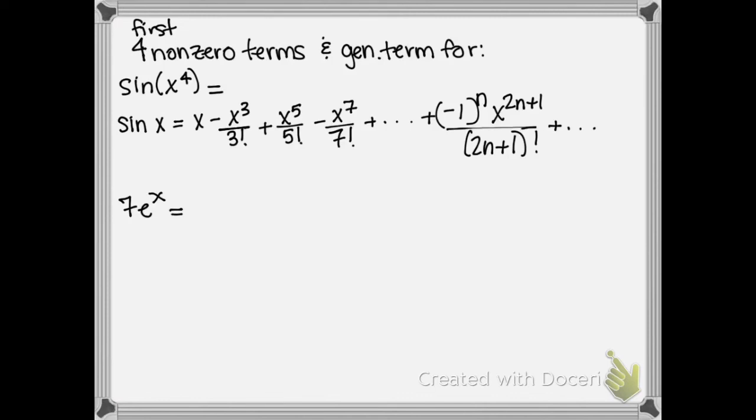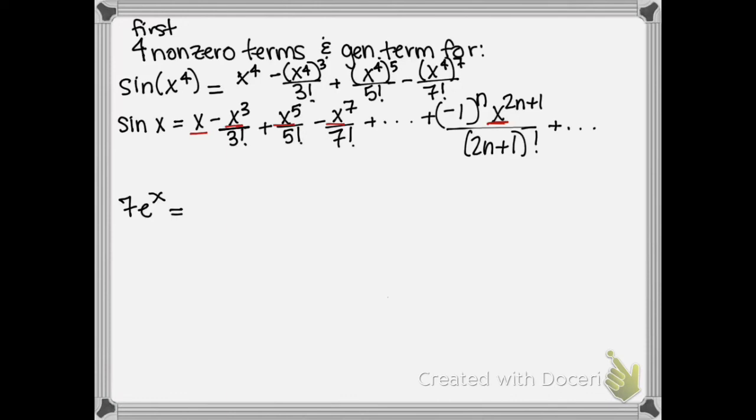Okay, so let's go up here and we're just going to replace all of these terms where you see an x with x to the 4th, including in the general term. So sine of x to the 4th is going to be x to the 4th minus x to the 4th cubed over 3 factorial plus x to the 4th to the 5th power over 5 factorial, and so on.